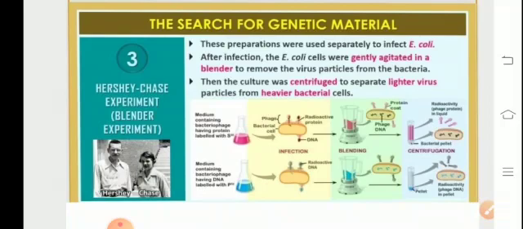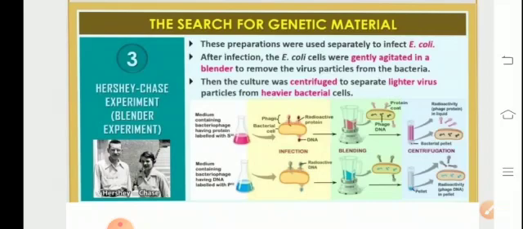So when the experimentation was carried out, it was found that in the case of the one which was infected with S35, the radioactivity, the phage protein, was there in the liquid. In case of the one which was infected with P32, the radioactivity, the phage DNA, was in the pellet. So the one which was radioactively labeled with P32 got incorporated in the cell, that means that the DNA is the genetic material which gets incorporated in the cell, and that is the material which carries the genetic information.